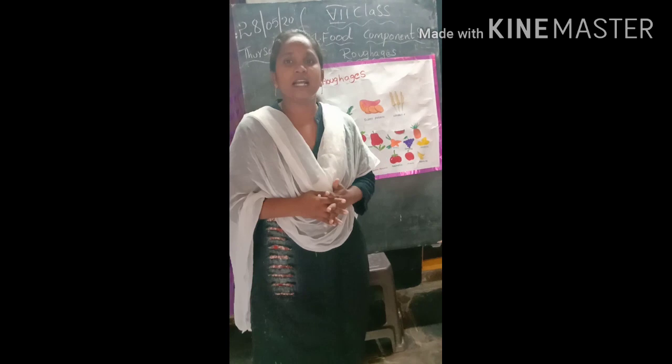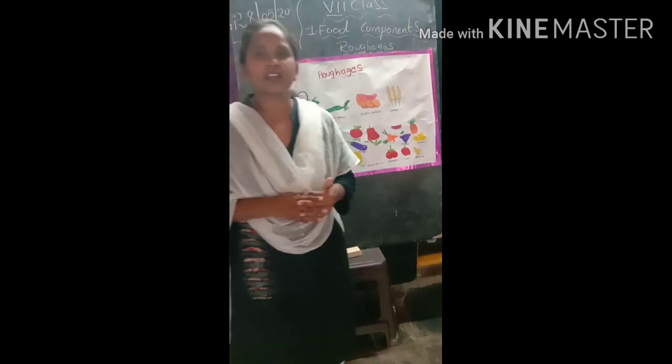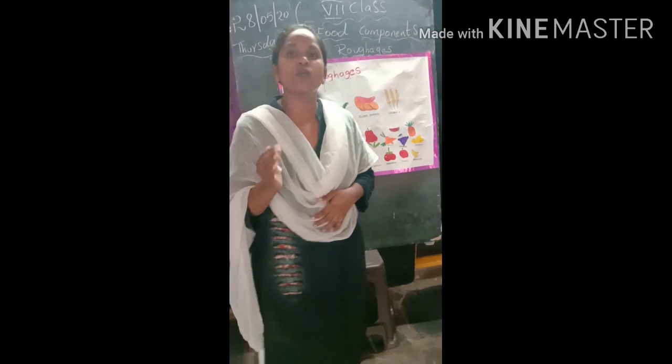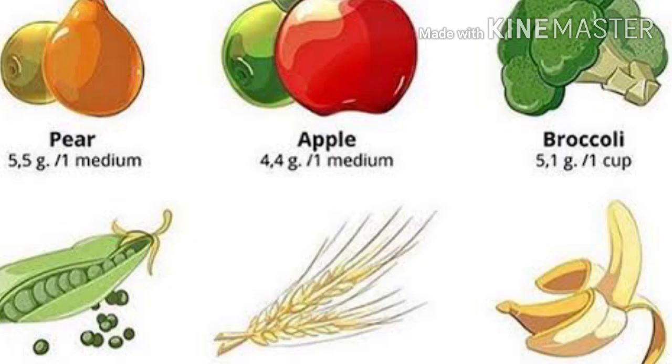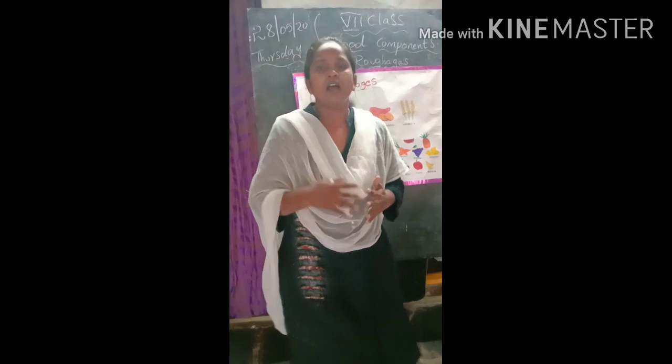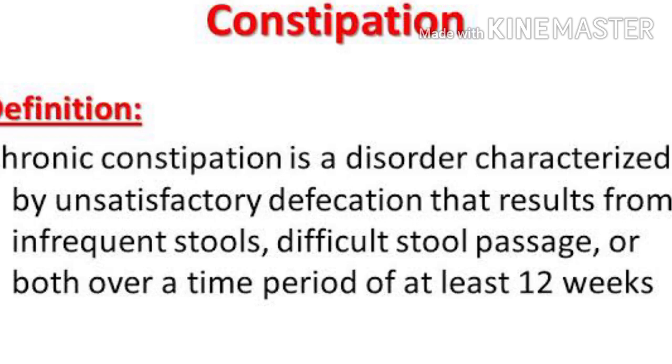Roughages are also called dietary fibers. Roughages are one type of carbohydrates that our body fails to digest, isn't it? Not only that, it prevents constipation. What is constipation? Difficulty in motion. That means by taking roughage foods, we can prevent constipation.